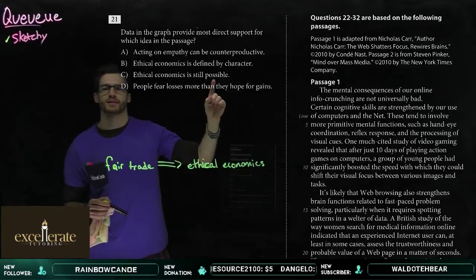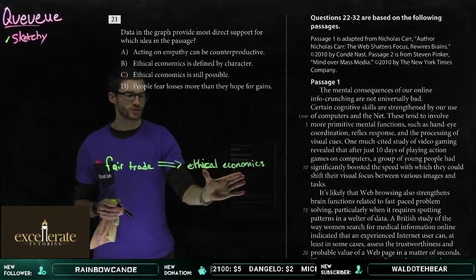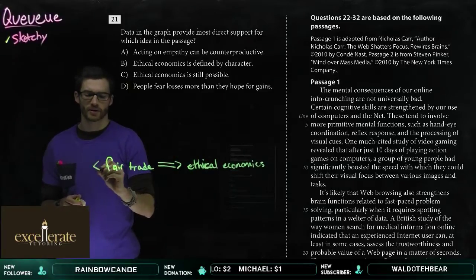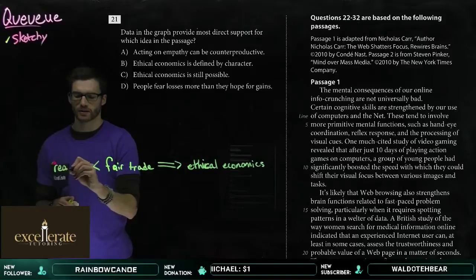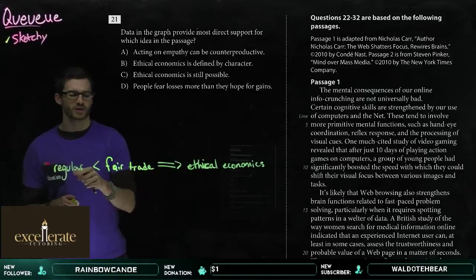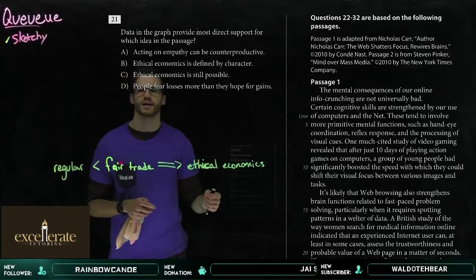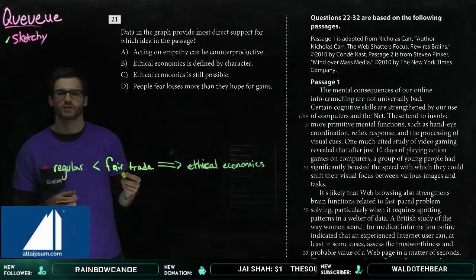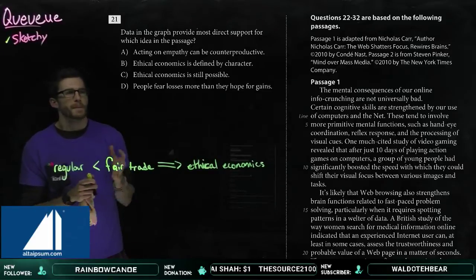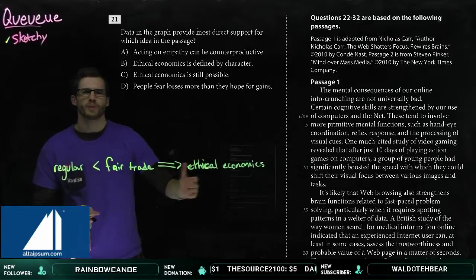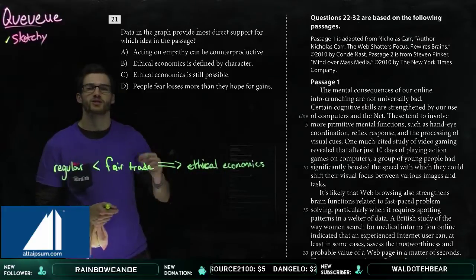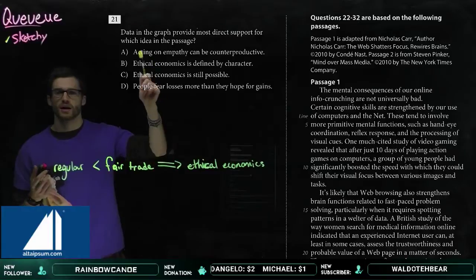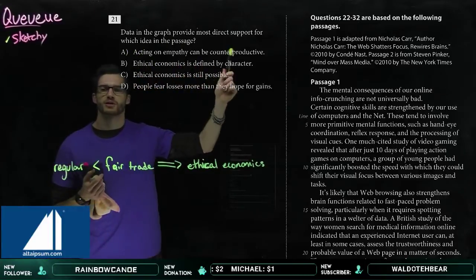Ethical economics is still possible, because if this is saying that fair trade is better than, what is it, regular coffee, right? So if we're saying fair trade's better than regular coffee, that supports the idea that ethical economics is still possible. D is not supported because people fear losses more than they hope for gains. Losses and gains, that's too big a jump. Where are we getting that from? Especially in the graph itself. It's not asking what does the passage say. It's asking which idea the data in the graph most directly support.